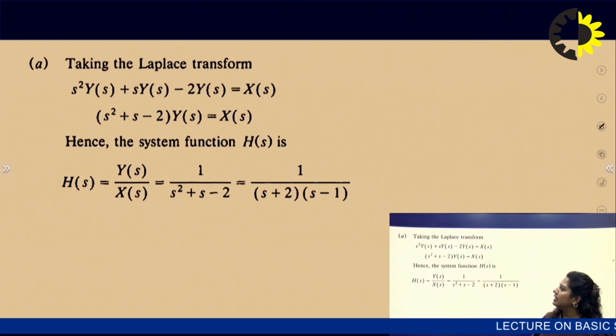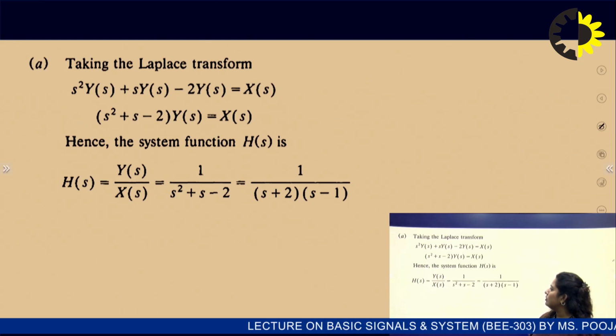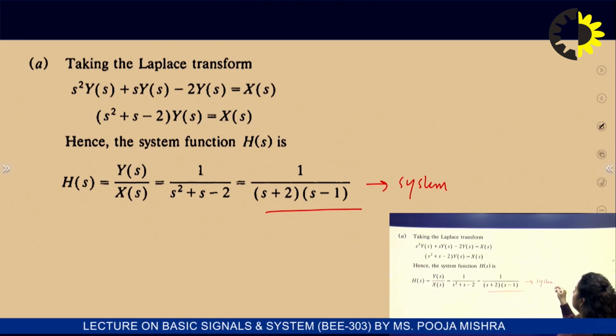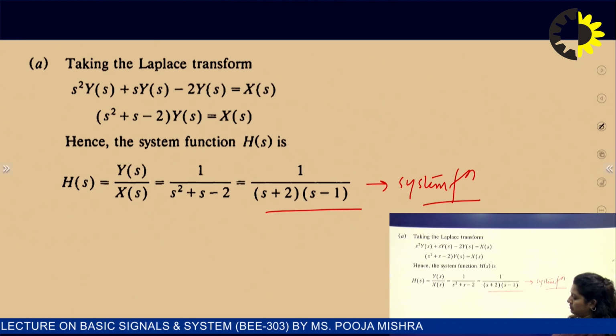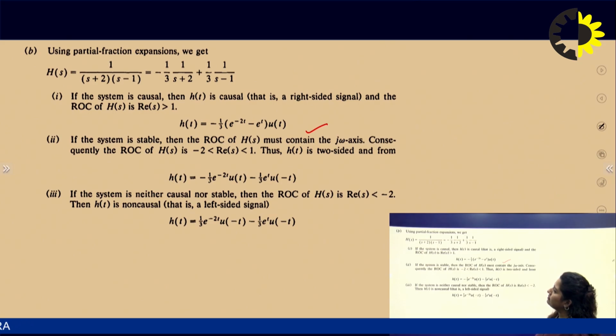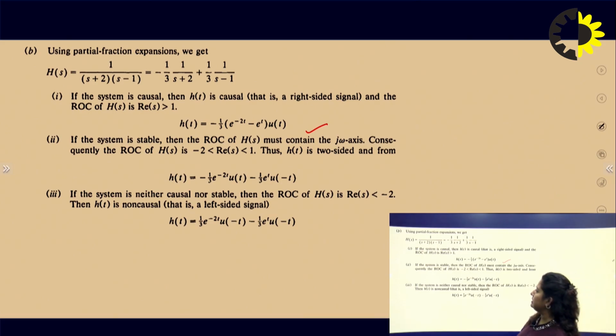So, we solve this taking Laplace transform: s square Y(s) plus sY(s) minus 2Y(s) is equivalent to X(s), and then we find out the value of H(s), which comes out to be this, and this is your system function. Next, using the partial fraction method, we find out the value of h(t). Then we see whether it is stable or not. If it is absolutely integrable, then it is stable, and if it is not absolutely integrable, then it is not stable.